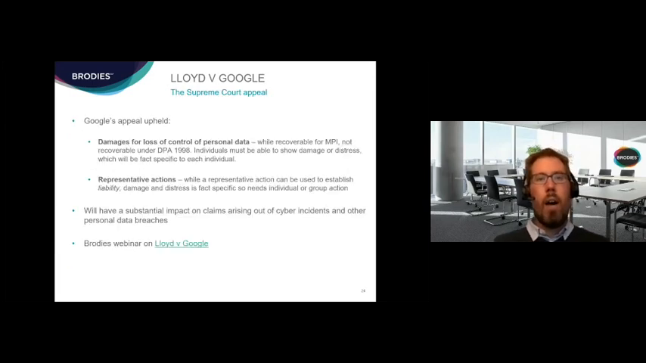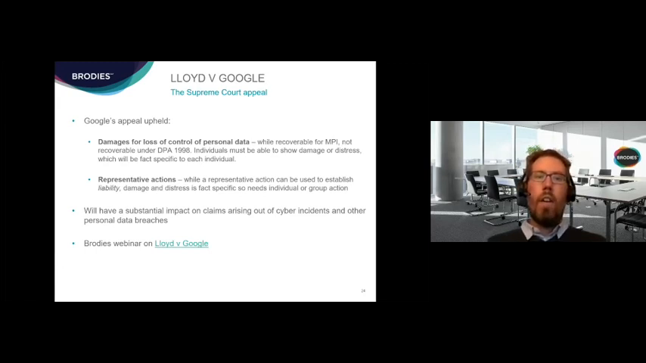So what did the court say? Well, on the 2 points they were asked to look at, they found in Google's favour. So the first one was whether, as I say, you could have damages for loss of control. The court said, well, you can have these for a claim of misuse of private information, which is a specific tort under English law, but you can't get them for breaches of the Data Protection Act 1998, which was the legislation in force at that time. Individuals need to be able to show the damage and stress that they've suffered, and that is going to be fact specific to each individual. The damage that I suffer is not necessarily the same as someone else, and therefore you have to consider that on a case-by-case basis.